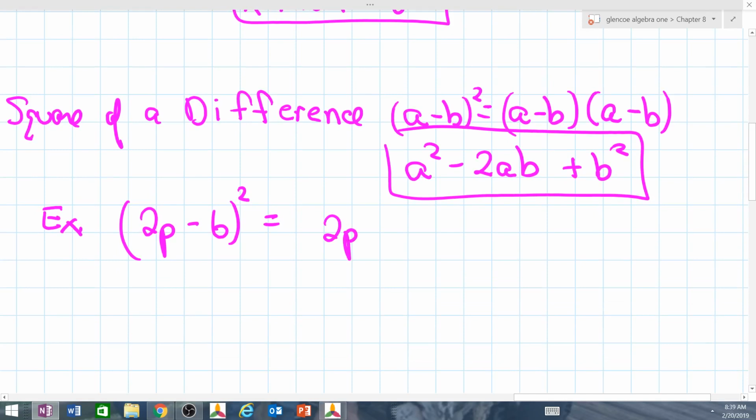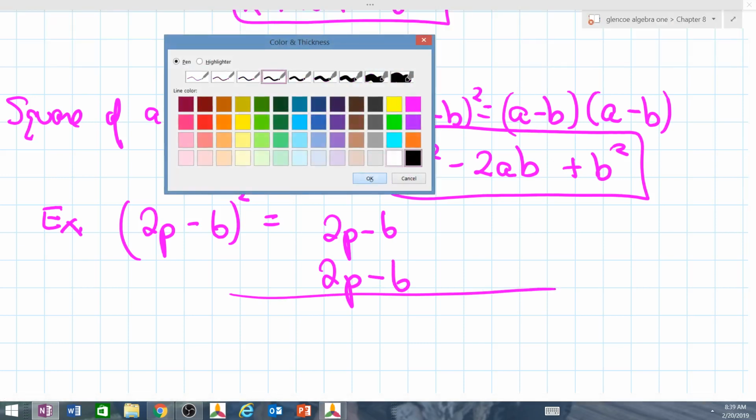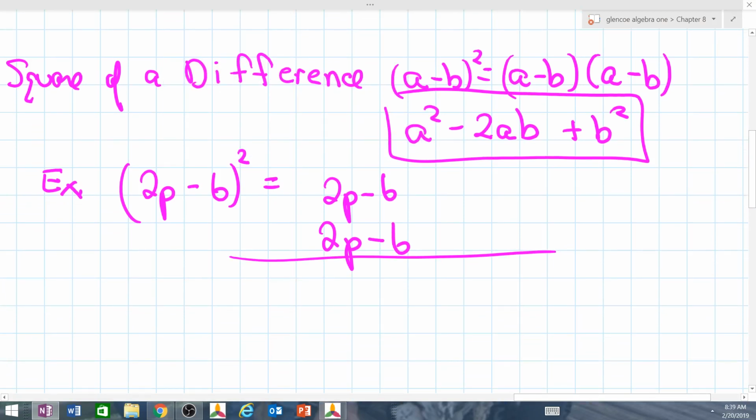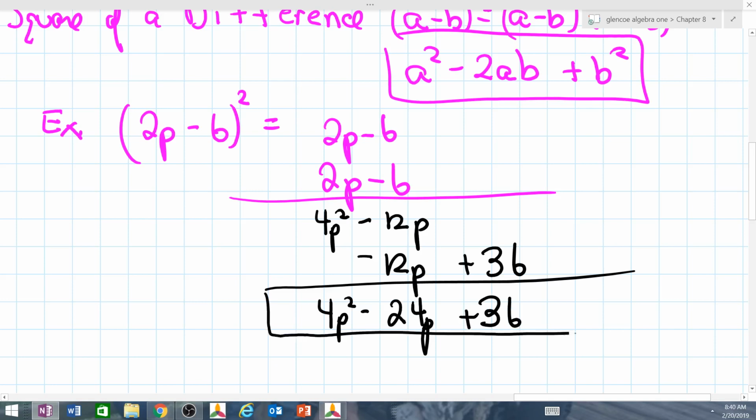I'm going to do this one by using vertical multiplication. It means 2p minus 6 times 2p minus 6. And so when I vertically multiply that, watch what we get. And again, this is just practicing exactly what we learned yesterday. That would be 4p squared minus 12p. A negative 6 times 2p is a negative 12p again, plus 36. Final answer, 4p squared minus 24p plus 36. Does anyone have a question?